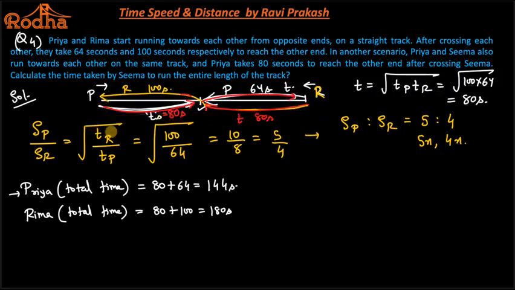Okay, Rima. So now look at the other scenario actually. In the other scenario, Priya and Seema also run towards each other on the same track, and Priya takes 80 seconds to reach the other end after crossing Seema, right? So what I can say in this case now, look, again let's make a track here and analyze Priya and Seema, okay? So what has happened, look, Priya and Seema. Priya started from this point and Seema started from this point, right?